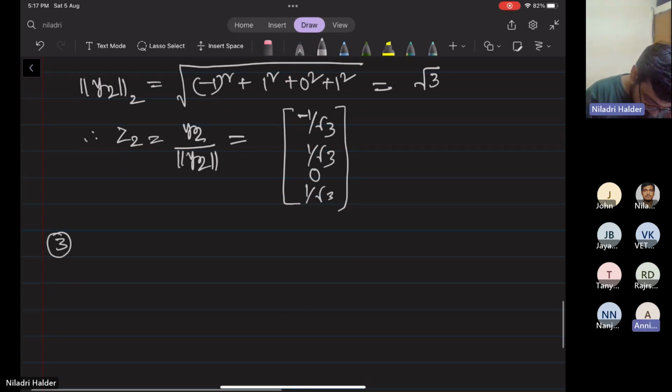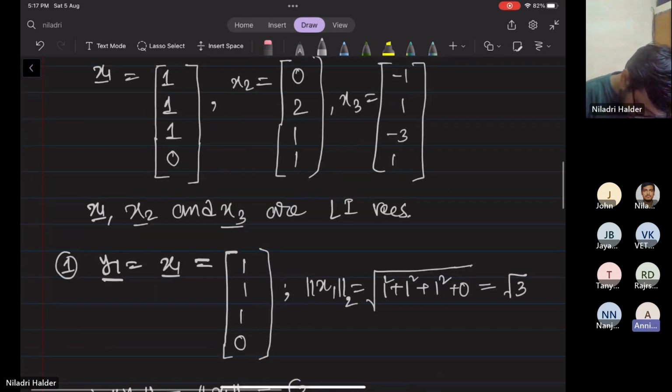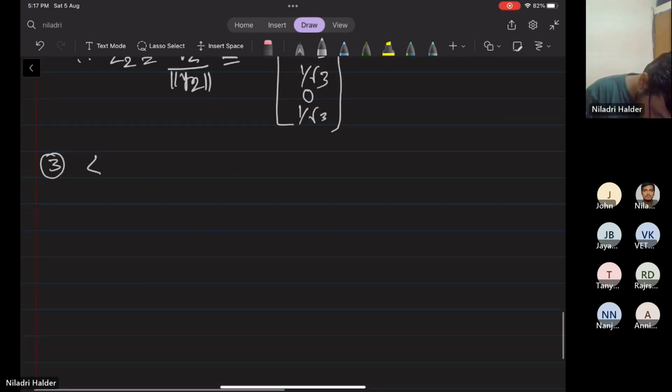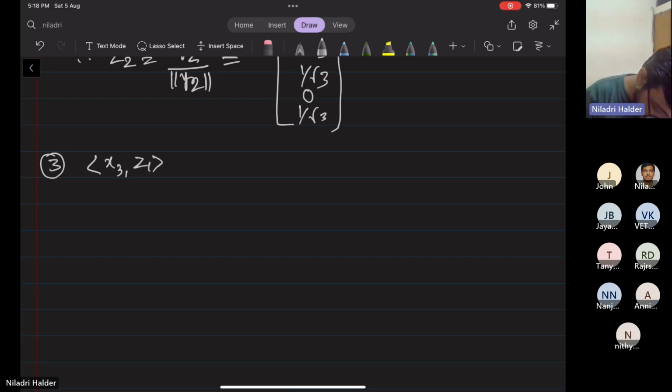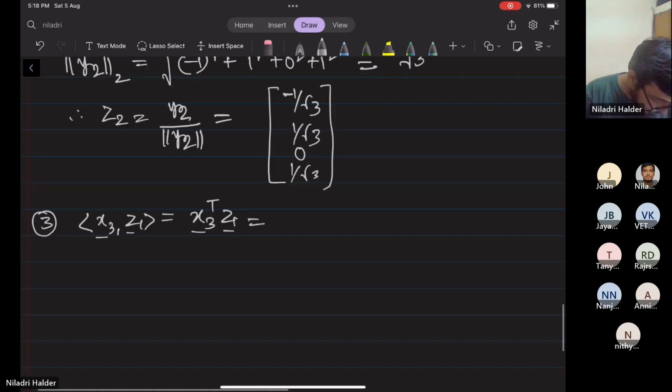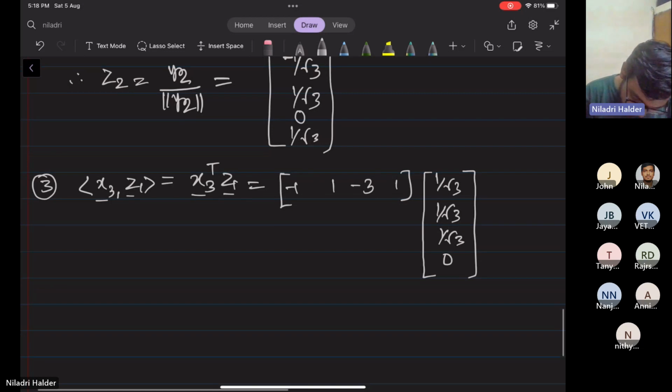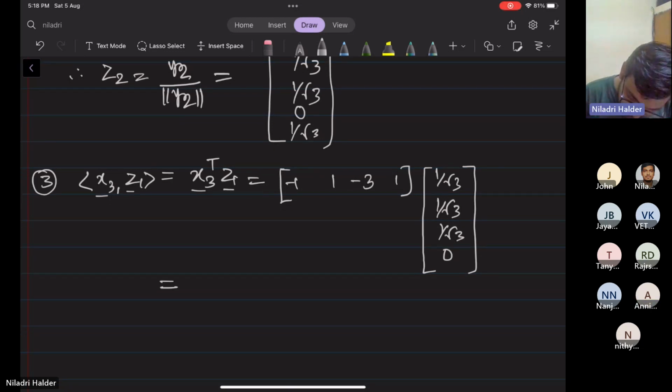So in the third step, we should find all the portions. So that means the inner product of x3 and z1, that is x3 transpose z1. What was x3? x3 was (minus 1, 1, minus 3, 1), and z1 is (1/root 3, 1/root 3, 1/root 3, 0). So that is minus 1 by root 3 plus 1 by root 3 minus 3 by root 3.